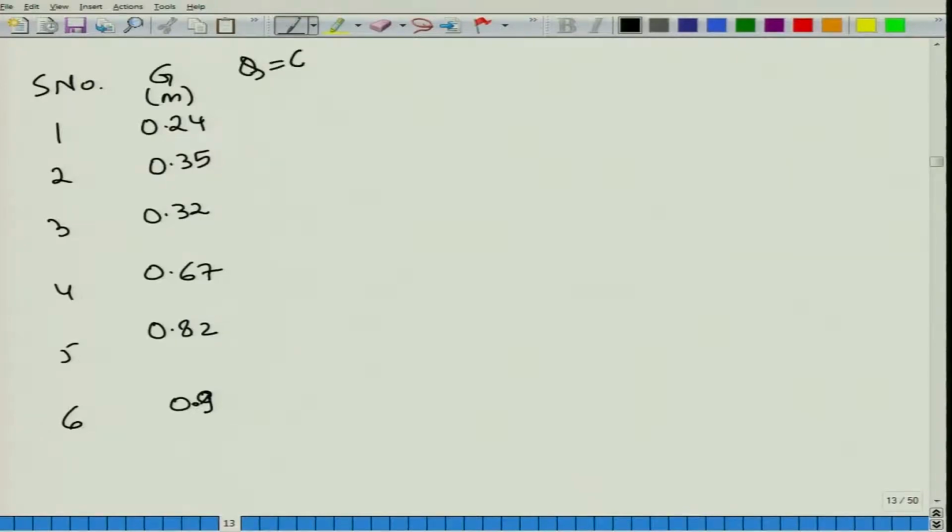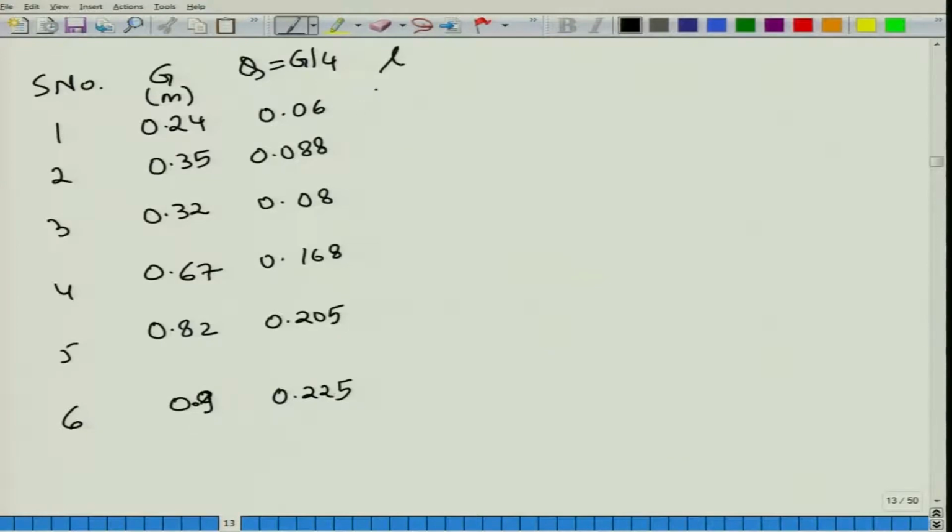So, we can find out Q, which is equal to G by 4. So, it becomes 0.06, 0.088, which is 0.35 divided by 4. This becomes 0.08, 0.168, 0.205 and 0.225. The length of the billets is also given, 1.21, 1.35, 1, 1.12, 1.12 and 1.15. So, the volume of a log will be G by 4 square into L.